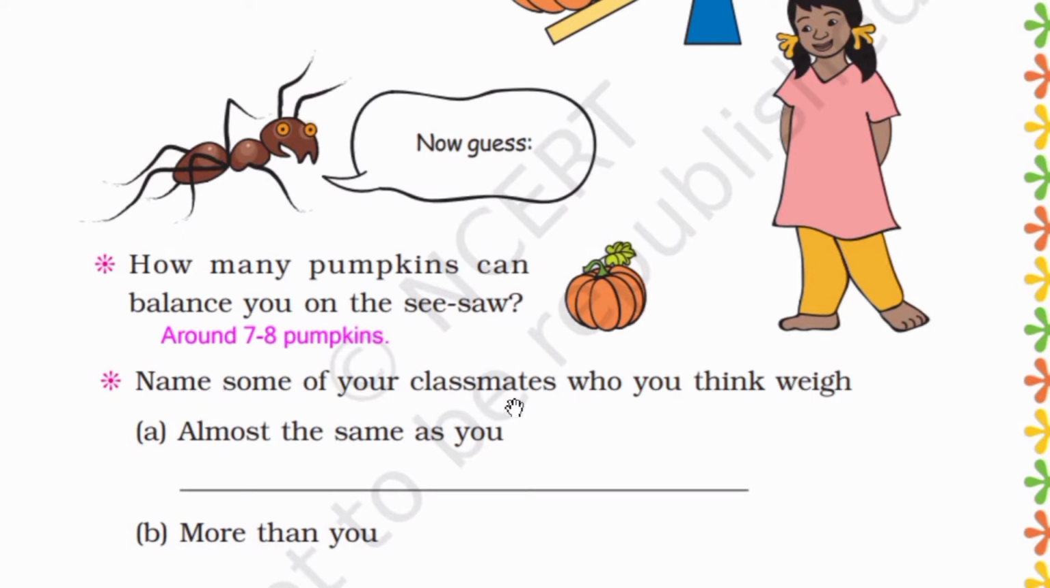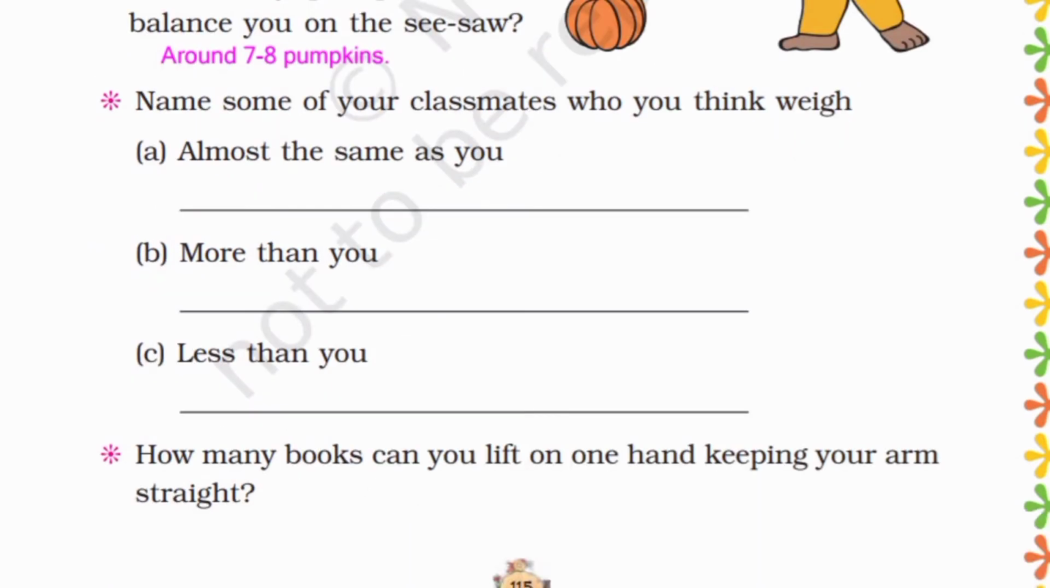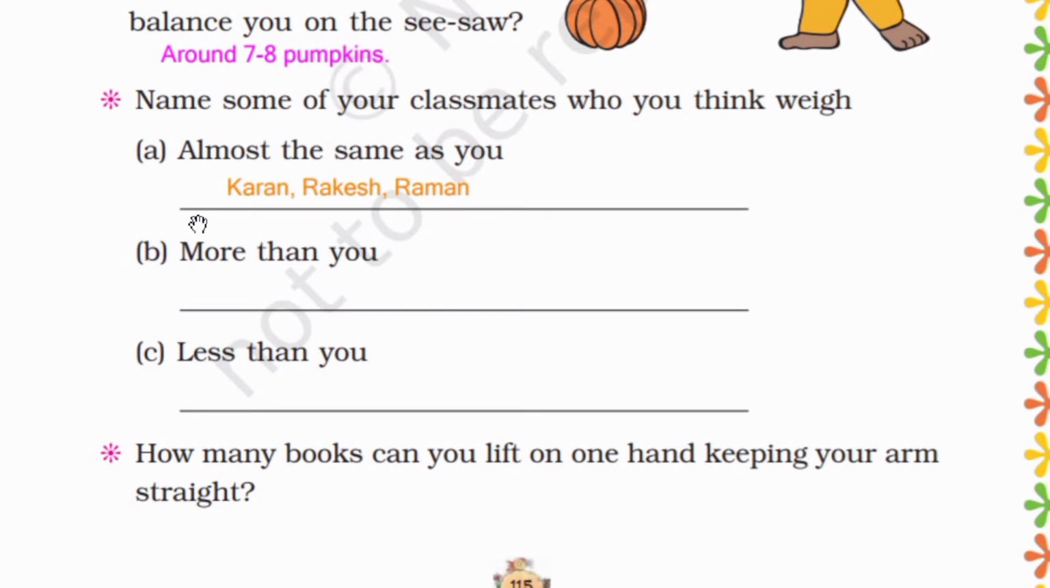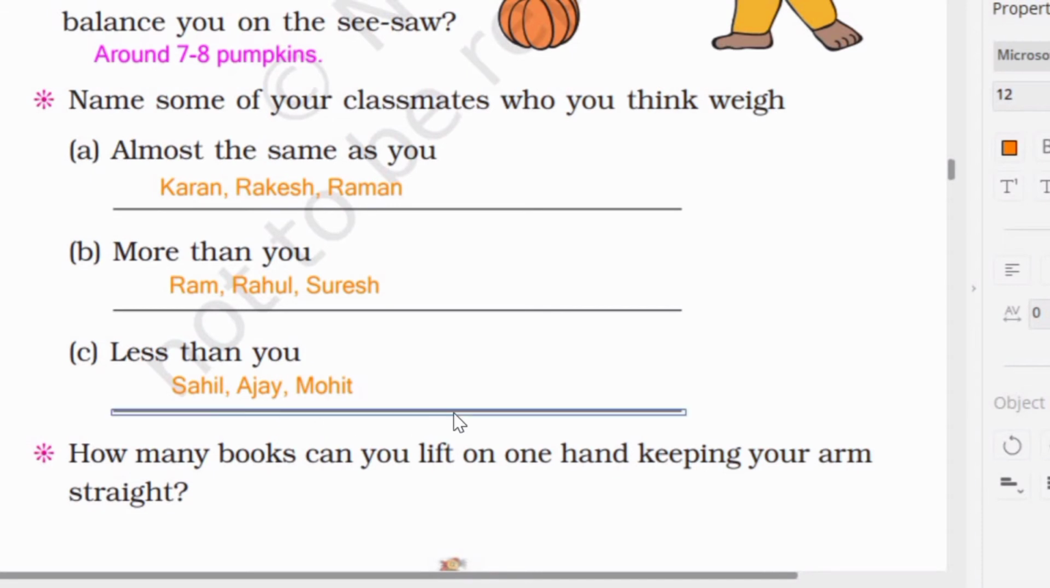Name some of your classmates who you think weigh almost the same as you, more than you, and less than you. Here I write some examples. Almost the same as you: Karan, Rakesh. More than you: you can write Ram, Rahul, Suresh. Less than you: Sahil, Ajay, Mohit.